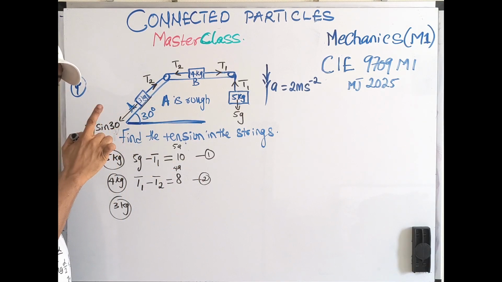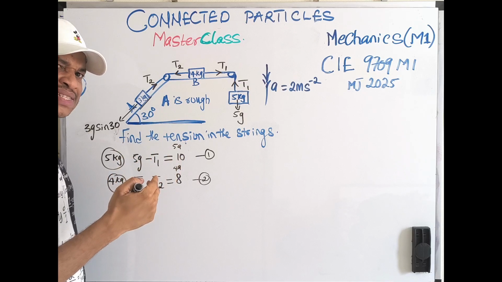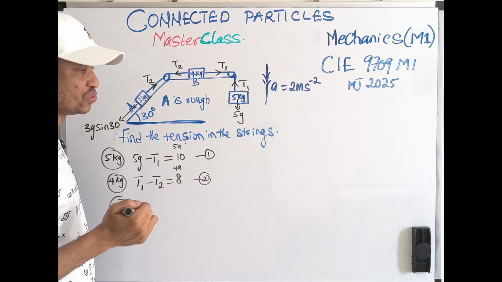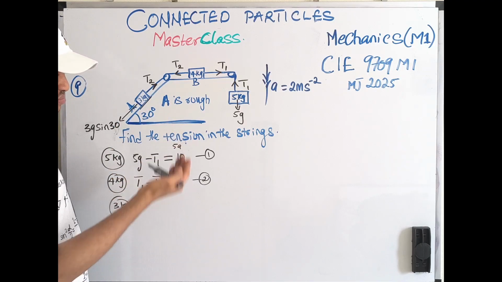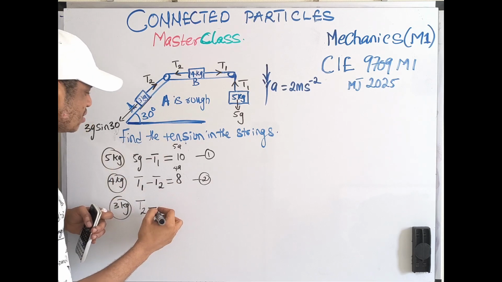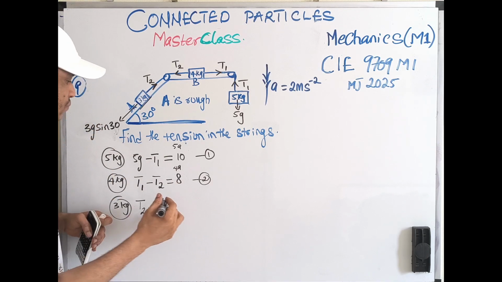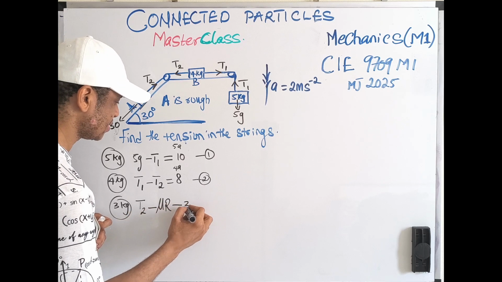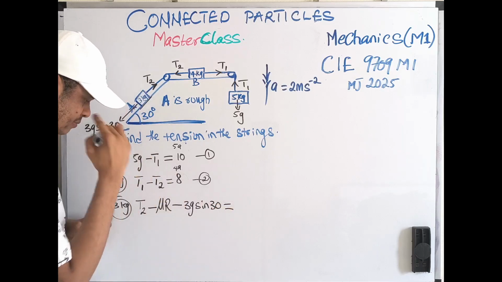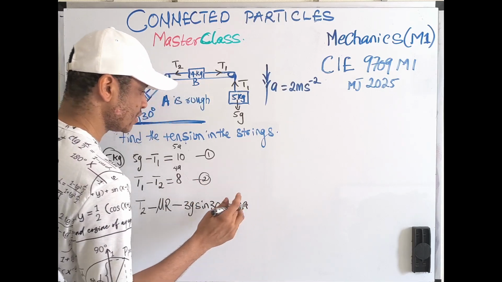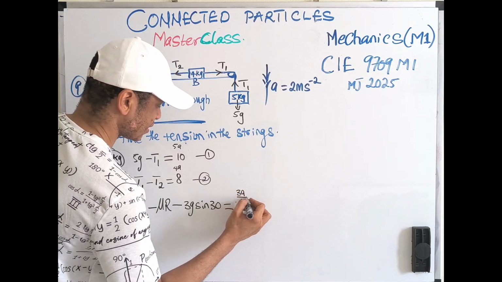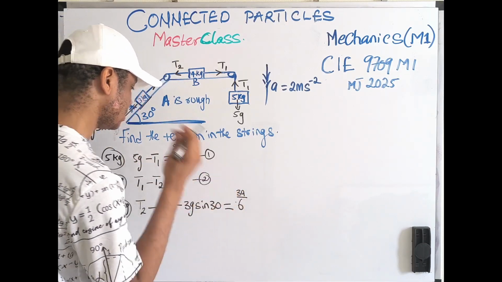For this, be very careful. This is the trick. This is 3 marks. I don't know why CIE will do this, this is supposed to be 5 marks, but they just want you to resolve, draw the diagram and solve. So T2 minus mu R minus 3G sine 30 is equal to 3A. A is 2, so 6, so 3A. Remember, don't forget, I just multiplied them.